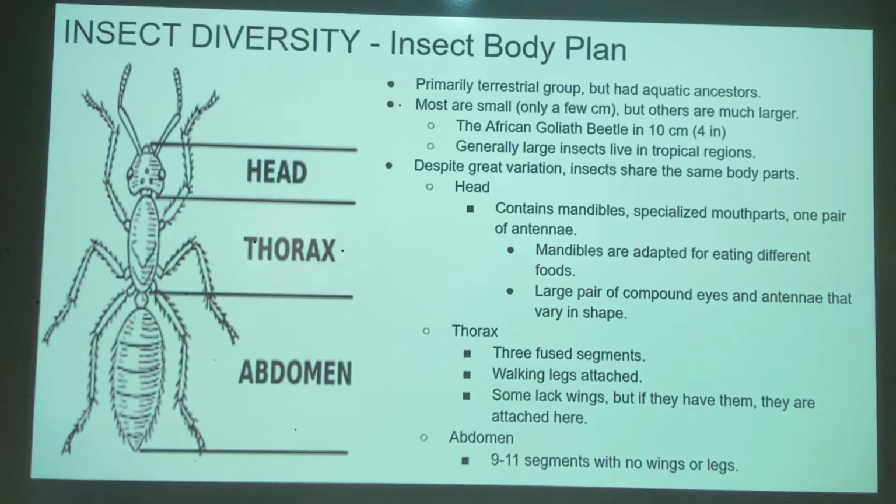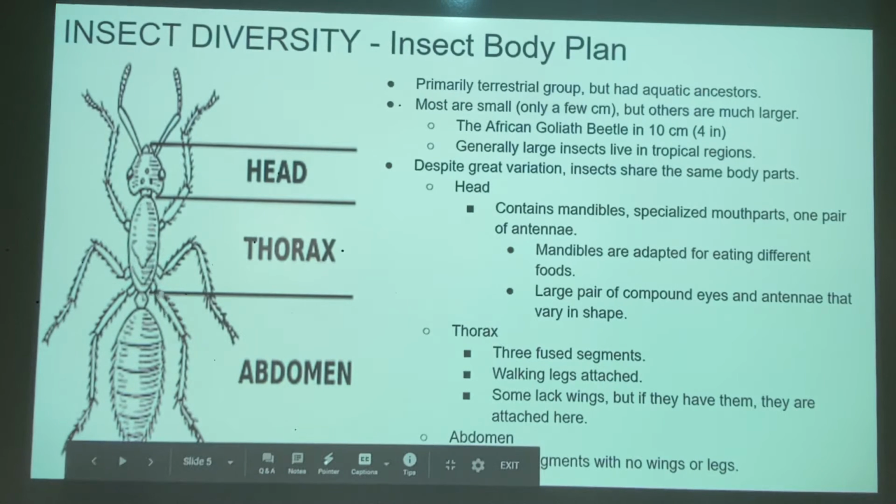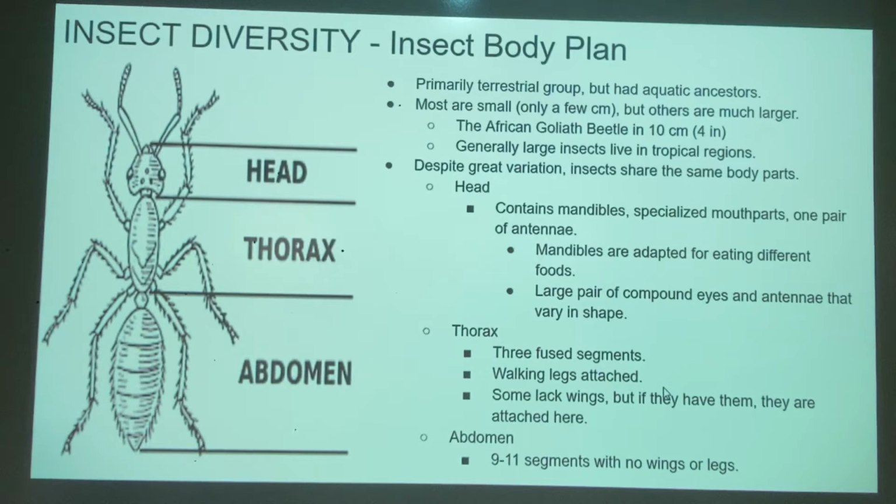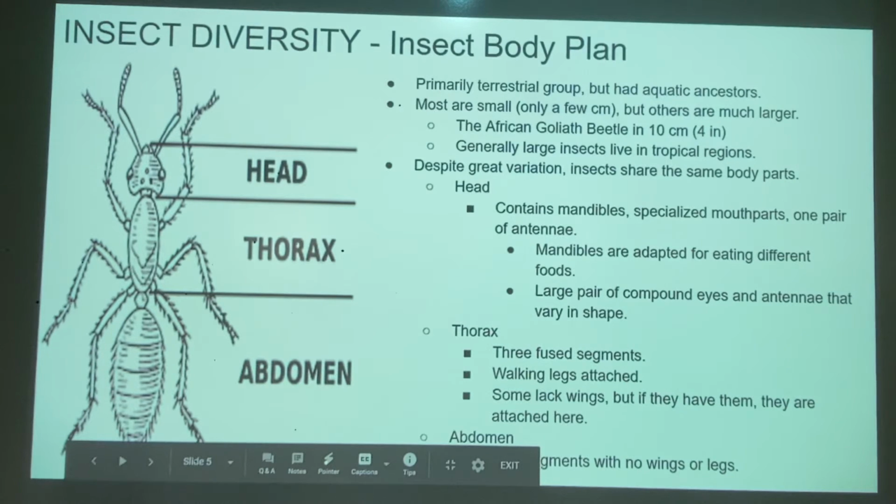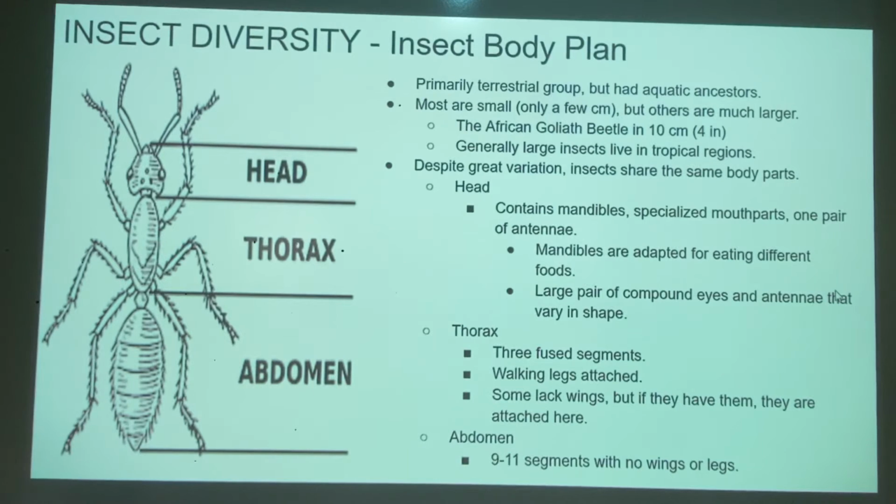These are where your walking legs are going to be attached. So notice this is just an ant. All 3 of the legs are attached to the thorax, but they stretch clear up by the head and clear to the back of the abdomen. But the key is that the walking legs are attached here at the thorax. Some have wings, some don't, but if they have them, they're also attached here. And then the abdomen, which is the last section, is going to have 9 to 11 segments with no wings or legs.